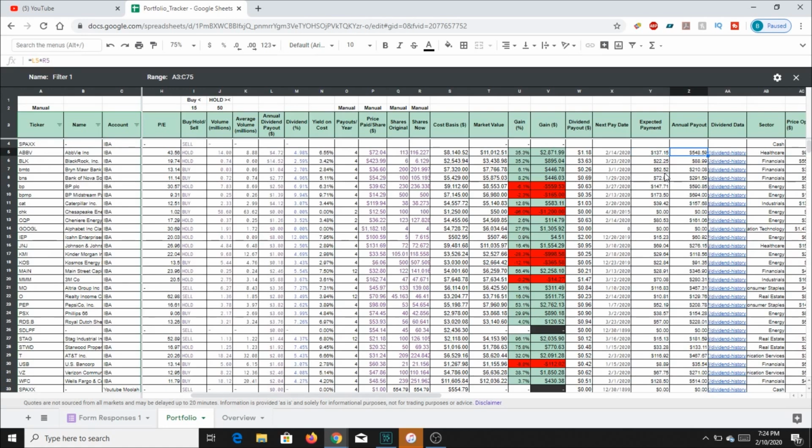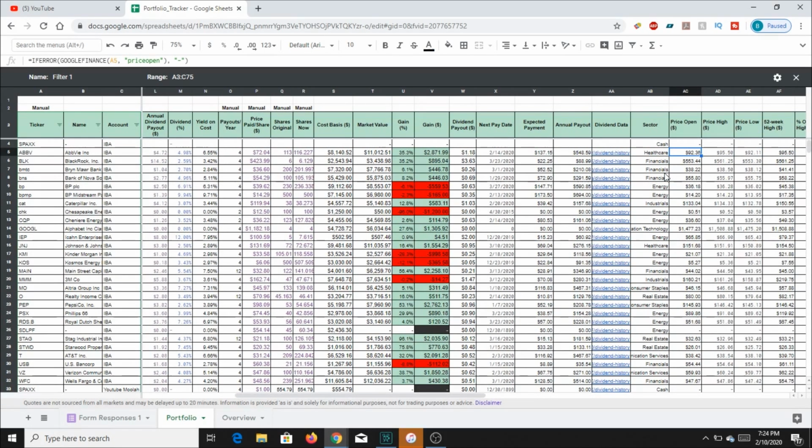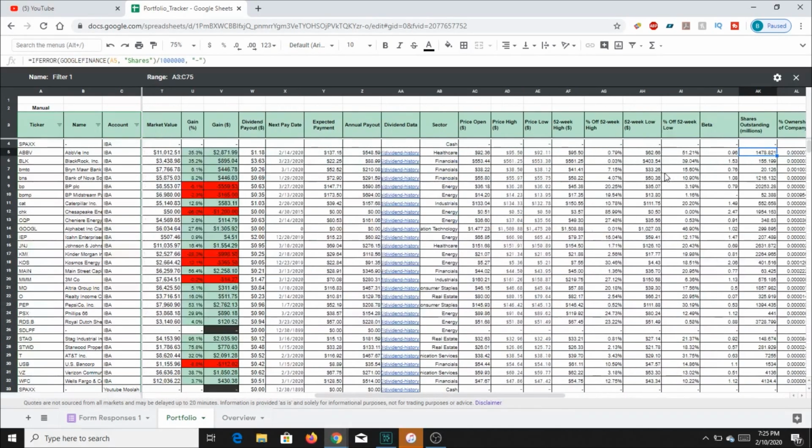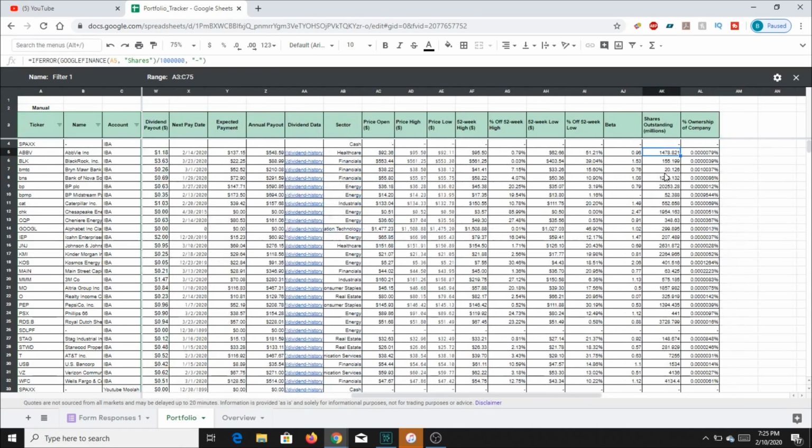That's pretty cool. I'm trying to automate some of the previous things that I've been putting into the Apple Numbers sheet, so we'll see how far I get with that. Then you obviously have your annual payout to help you calculate what your annual revenue will be from that. And then you have sector, which is pretty typical. Some of the dividend data is pulled from a source that updates relatively often. You can see price open, price high, price low for the previous trading day, 52-week high and low, beta, shares outstanding, and how much you own of the company.